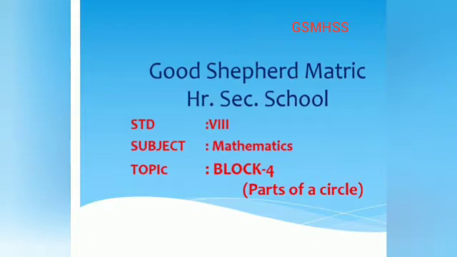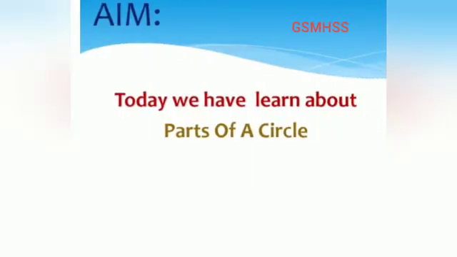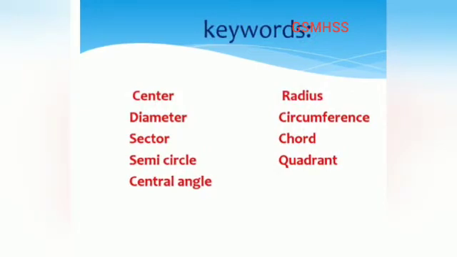The topic, block number 4: the parts of the circle. Today we have learned about the parts of the circle. Did you know the circle's parts? That's the center, diameter, radius. Today we have learned more parts: the sector, semicircle, central angle, circumference, chord, quadrant. There are new keywords in the topic.